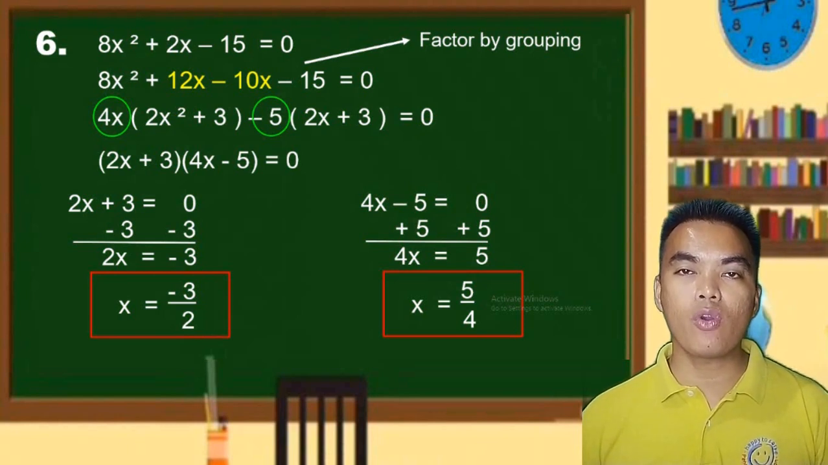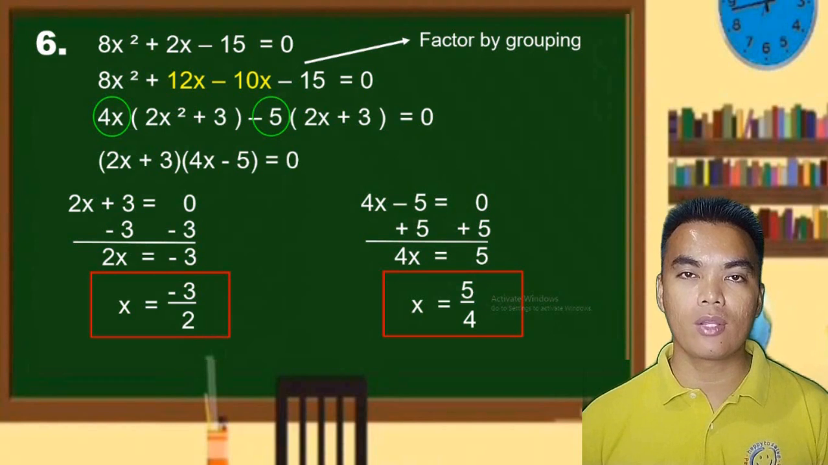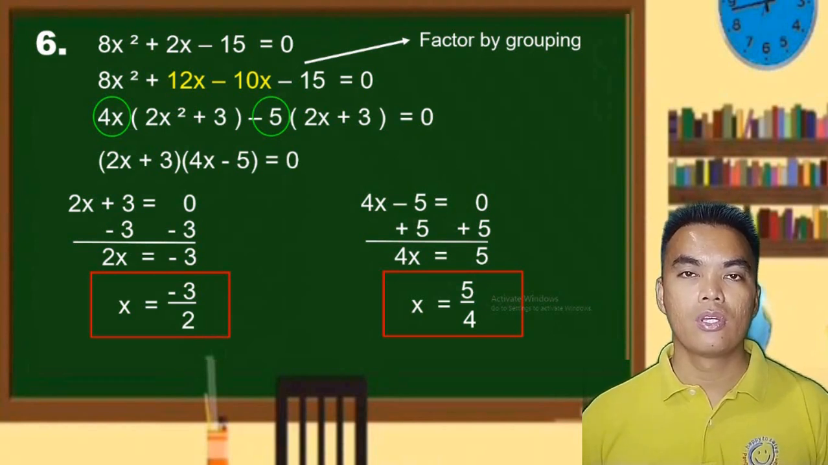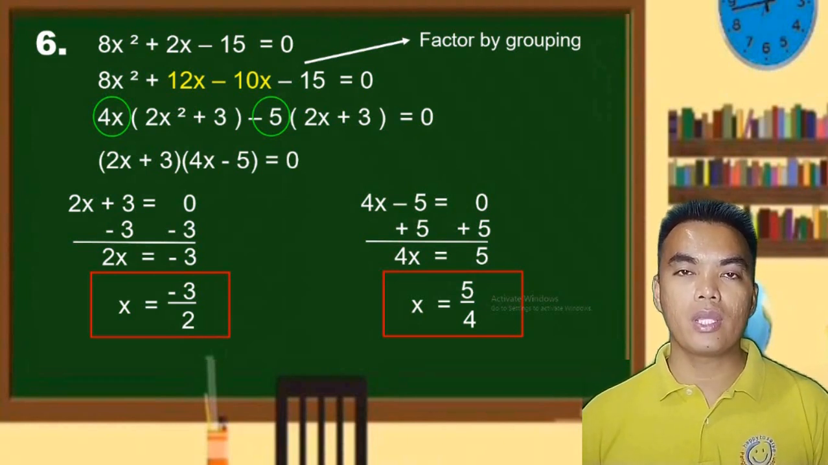The second equation is 4x - 5 = 0. We need to add 5 to both sides of the equation. So we have 4x = 5. And we need to divide both sides of the equation by 4. We have x = 5/4. And that is the second solution. So these are the two solutions of the given quadratic equation.